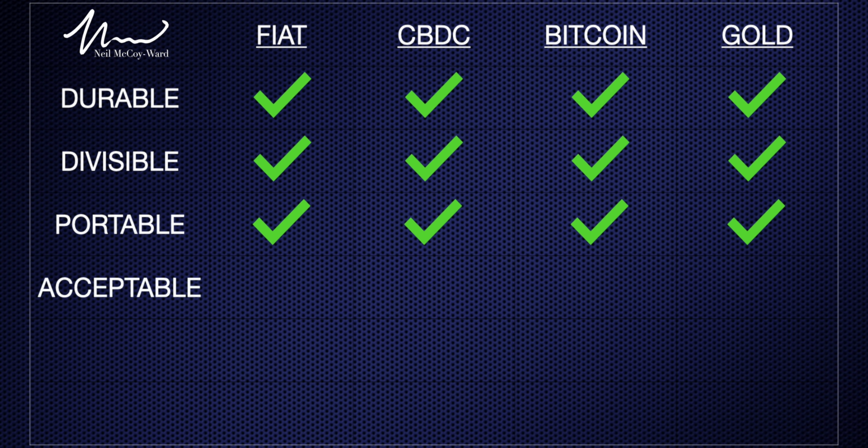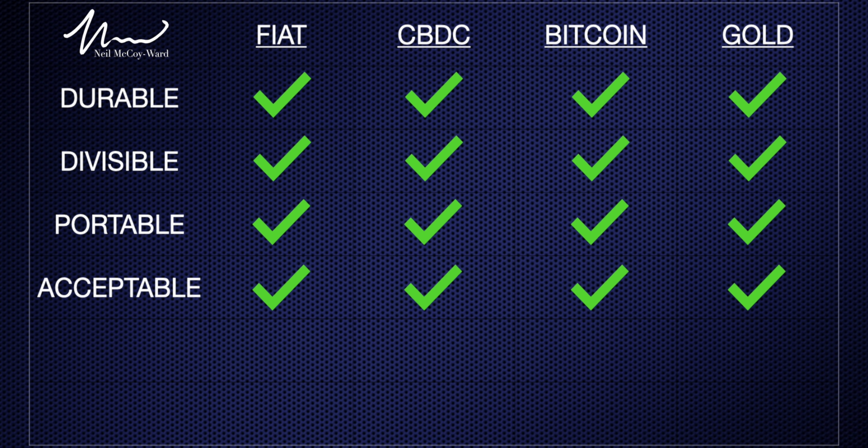The next point is acceptable. Are these all acceptable forms of payment? Now, in general, I'm going to say yes to all of them, but there could be an argument that some people simply wouldn't accept a central bank digital currency as payment, other people will not accept Bitcoin as payment, and others still may not accept gold as payment. But in general, I'm going to give them all a tick here. Are they all uniform? Is each unit of account similar? Again, the answer is yes.